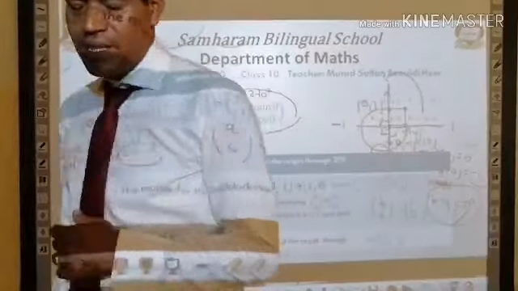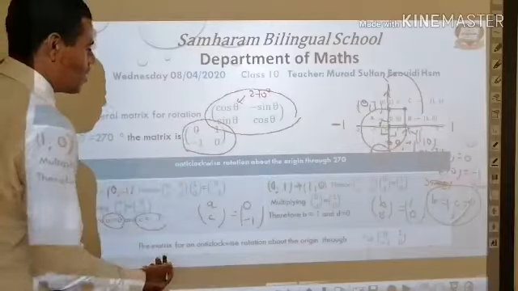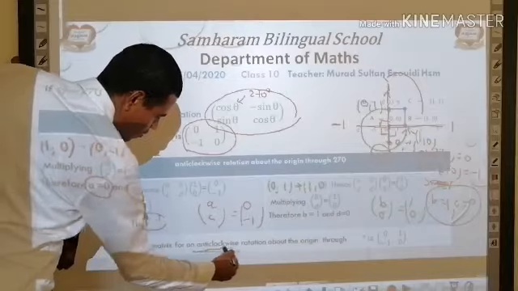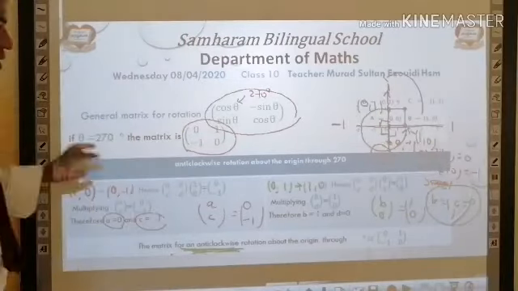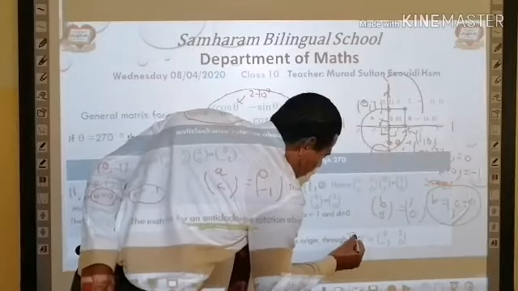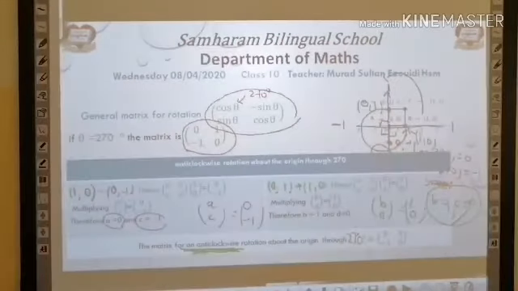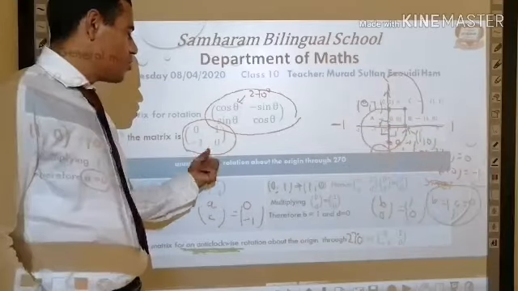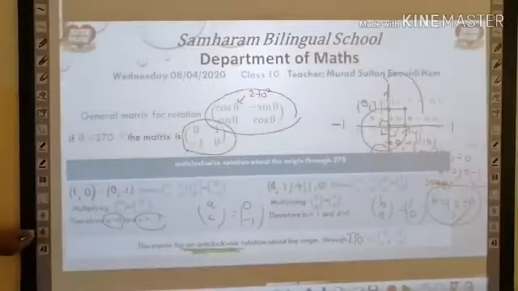So I found now my matrix for rotation about the origin through 270 degrees counterclockwise, or anticlockwise. I will write it here: 0, negative 1, 1, 0. So the matrix for an anticlockwise rotation about the origin through 270 degrees is 0, negative 1, 1, 0. This matrix helps you to find the coordinates of the image of any point. Let's investigate.